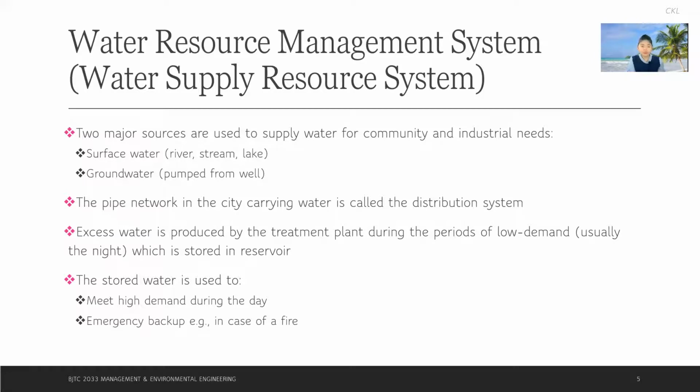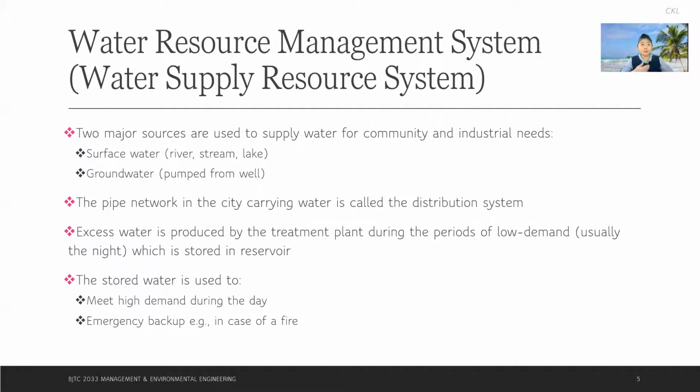Okay. Excess water is produced by the treatment plants during periods of low demand, usually at night, and is stored in the reservoir. Our treatment plants have no rest, no office hours like 8 to 5. The whole system actually runs 24 hours, 7 days a week. So there is no rest.